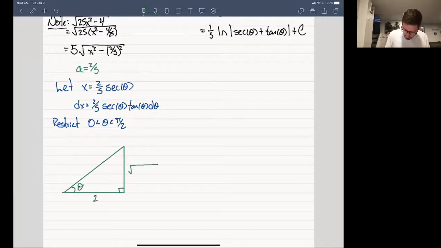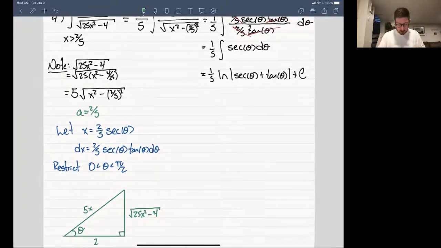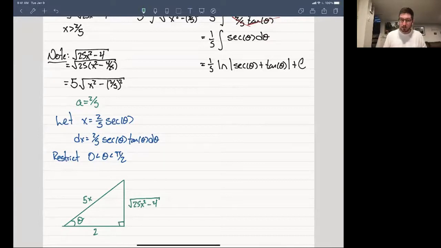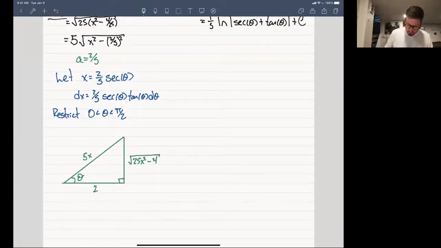So here I get 25x squared minus 4. And in this case, I get 5x. This is just coming from the case that x is equal to 2 over 5 secant of theta. That means that secant of theta is equal to 5x. That's my hypotenuse. And divided by 2, that's my adjacent. And then I just use the Pythagorean theorem in order to simplify this, right? So this is 5x squared, that's 25x squared, minus 2 squared, which is 4. I already have what secant of theta is, and so the only thing left is to figure out what tan of theta is. Tan of theta is opposite over adjacent, so it is the square root of 25x squared minus 4 divided by 2.